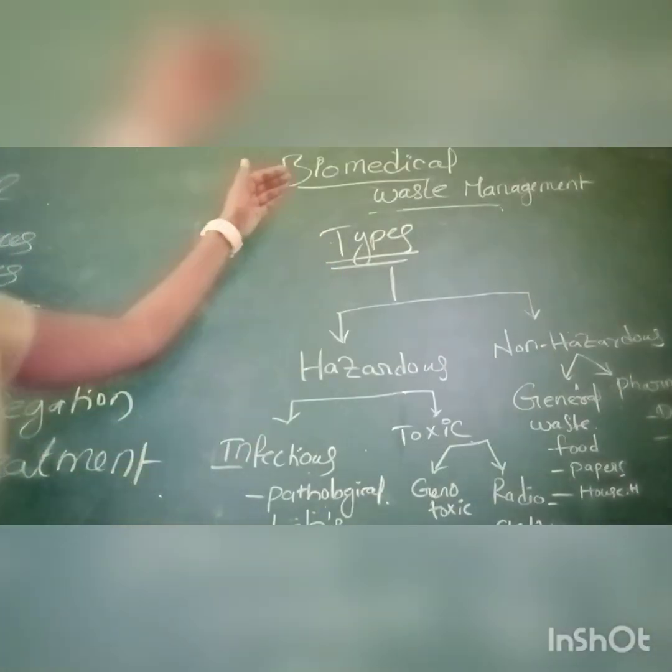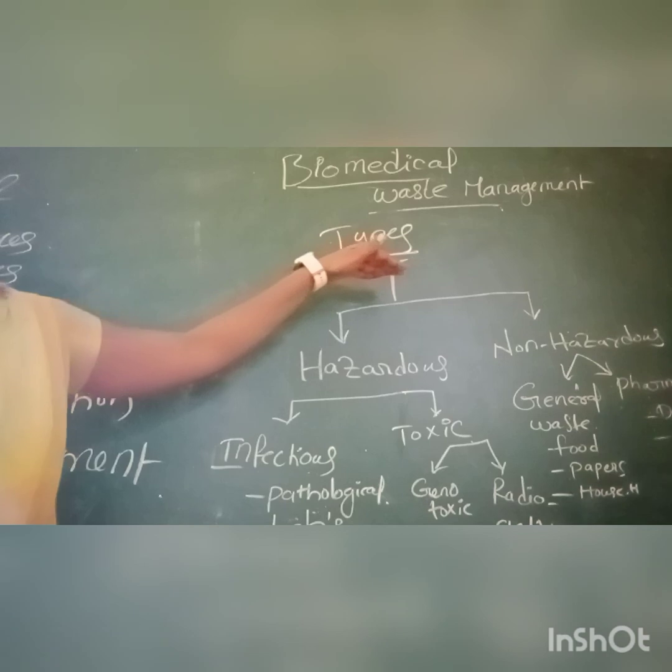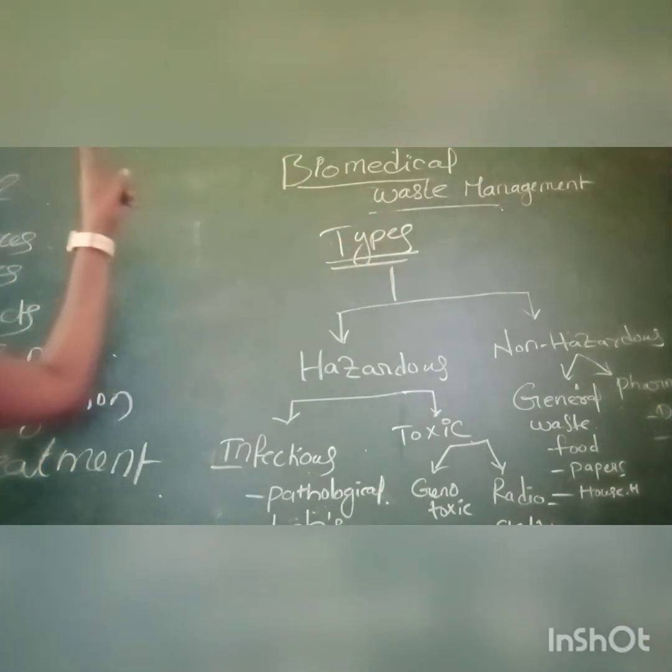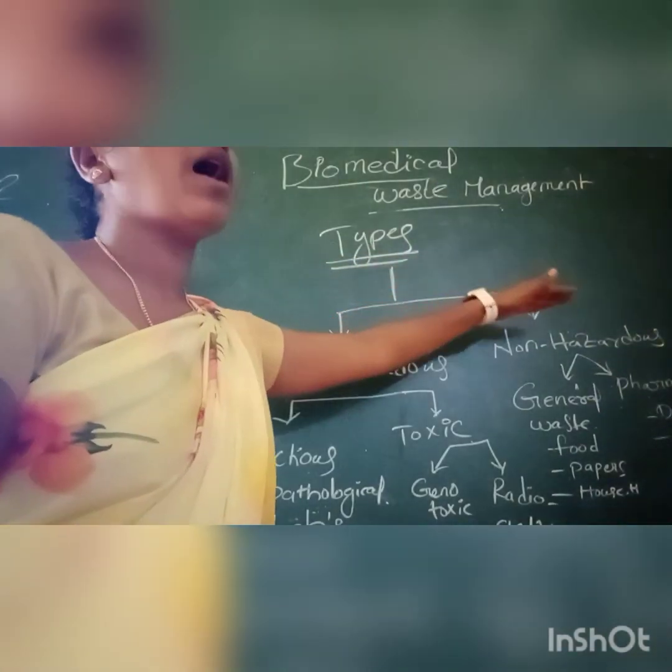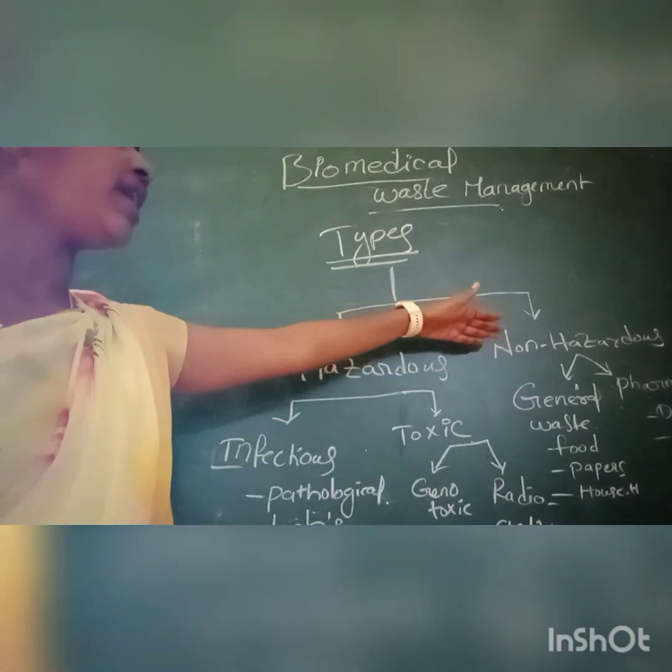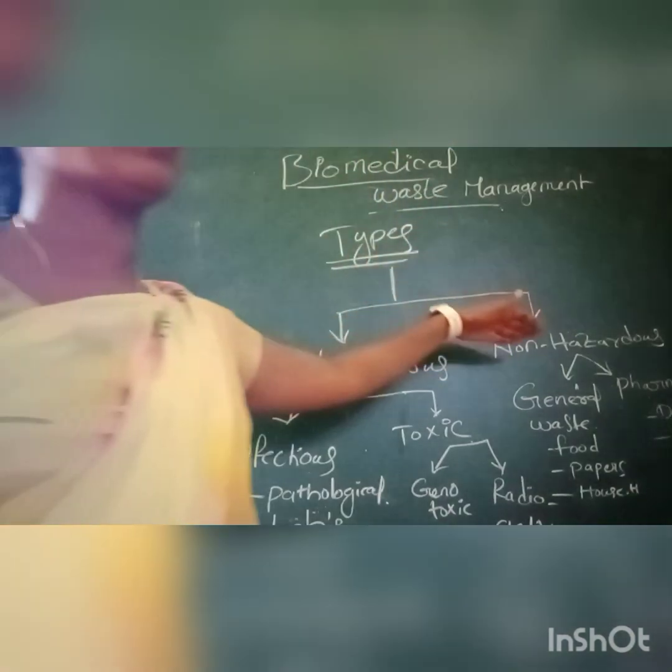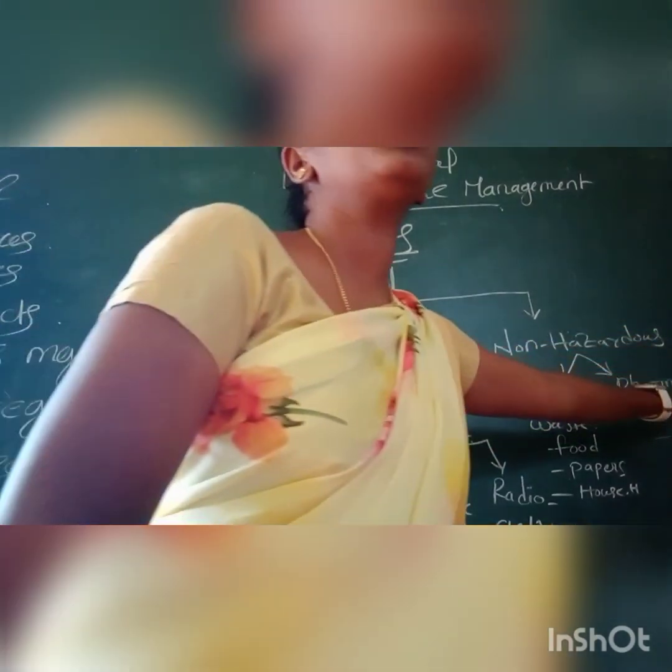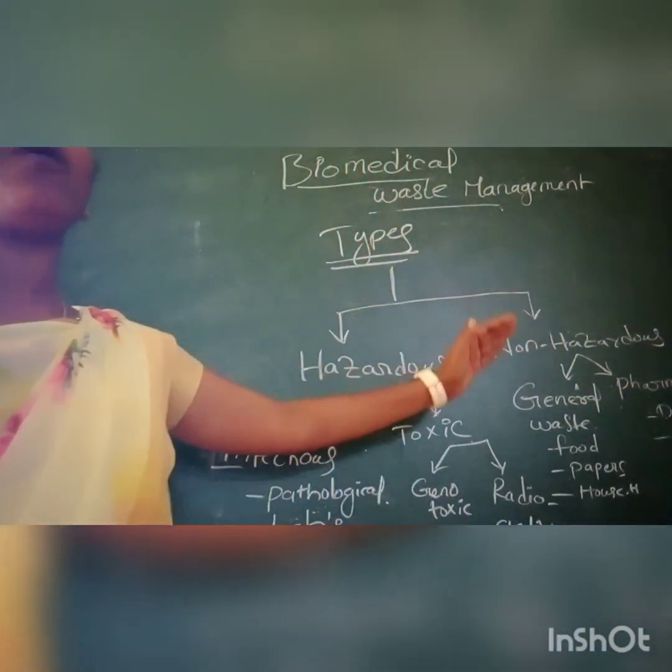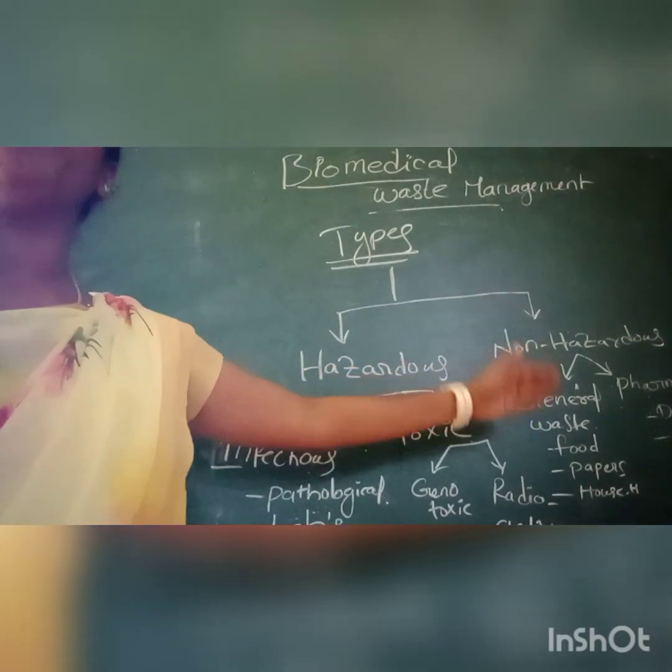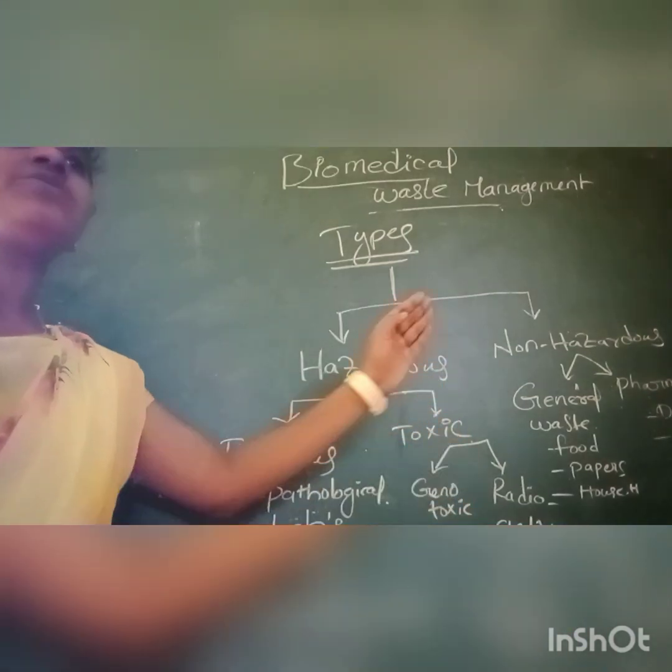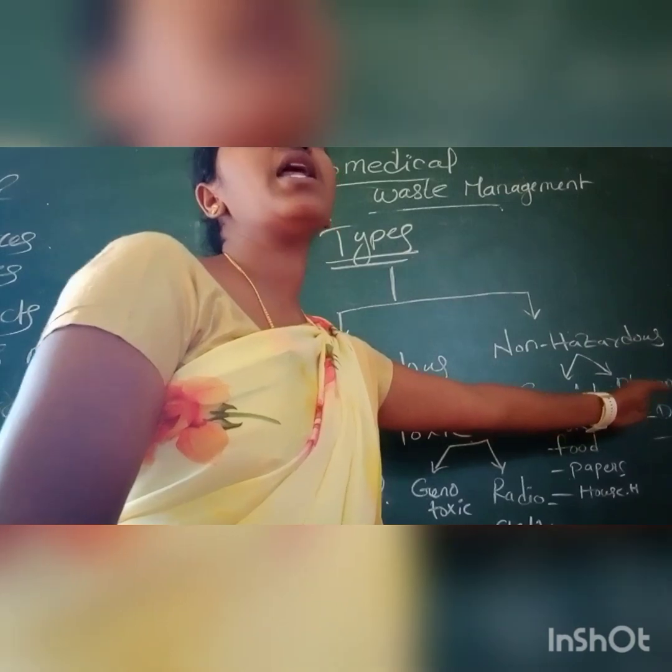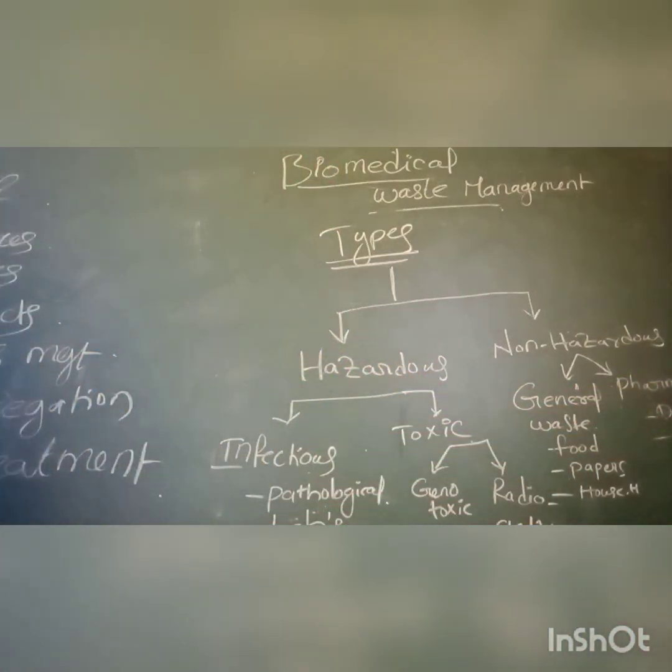Okay, now let us see the types of biomedical waste. There are mainly two types: the first one is hazardous, the second one is non-hazardous. Under non-hazardous, general waste and pharmaceutical waste come. What is general waste? Paper, food and household waste come under general waste. And pharmaceutical wastes are the drugs and all the medications.